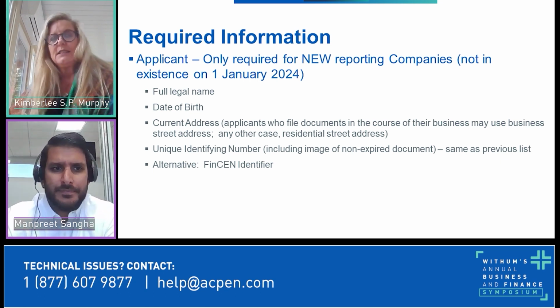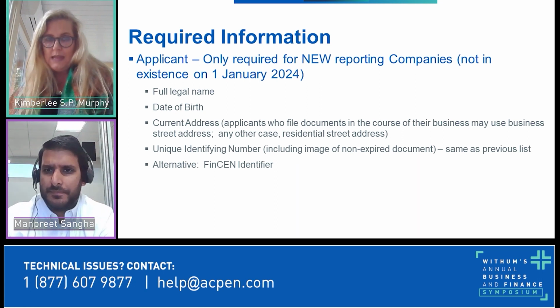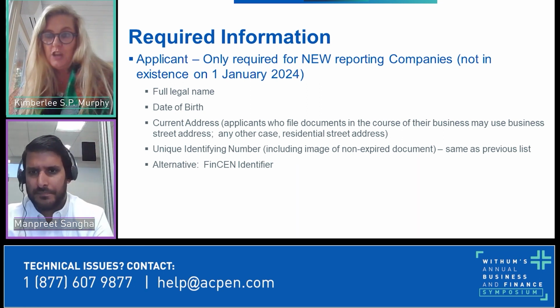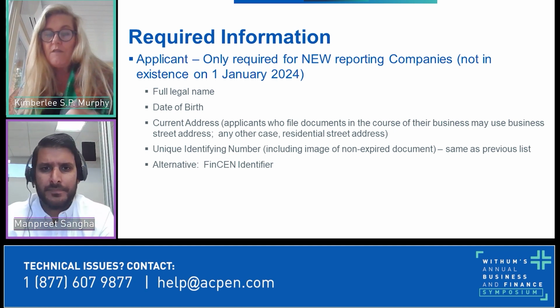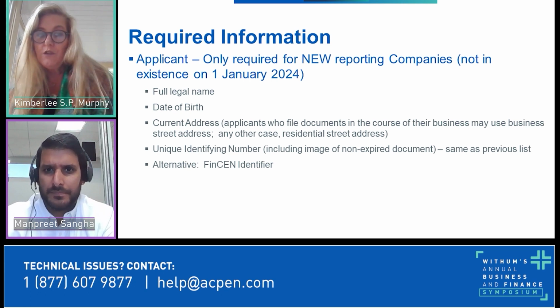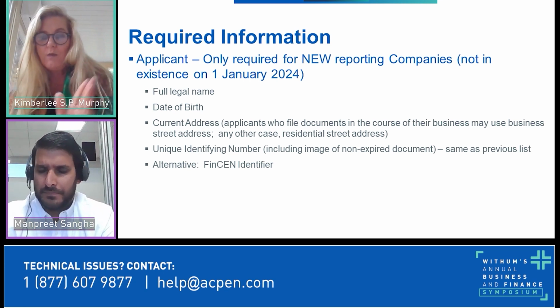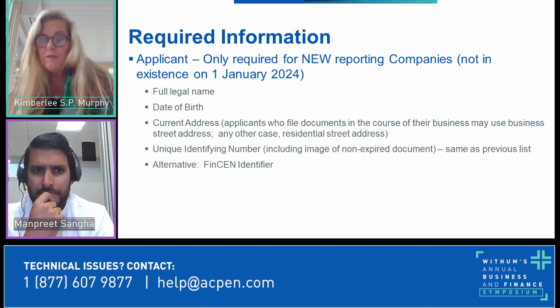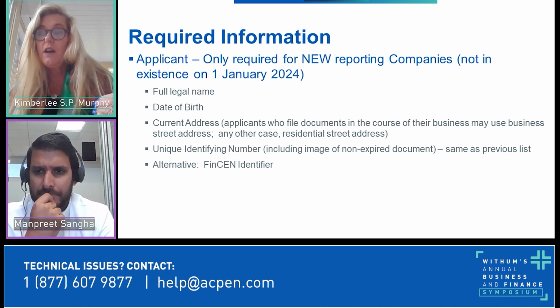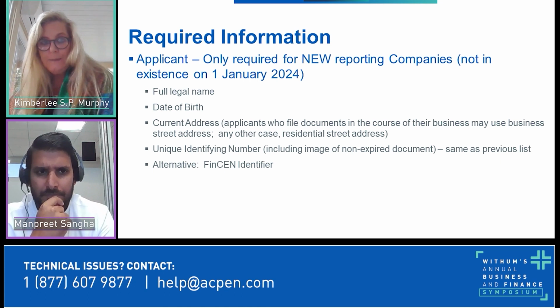So again, this is the applicant. This is that person forming the company, and this is only required for new reporting corporations. So any new entity that was not in existence on January 1st, 2024 will have an applicant, and they have to file this Corporate Transparency Act report within the first 30 days of formation, although that might get extended to the first 90 days, but right now it's the first 30 days. And it's pretty much the same information as for a beneficial owner, but this is for the person who's forming the company. Next slide.